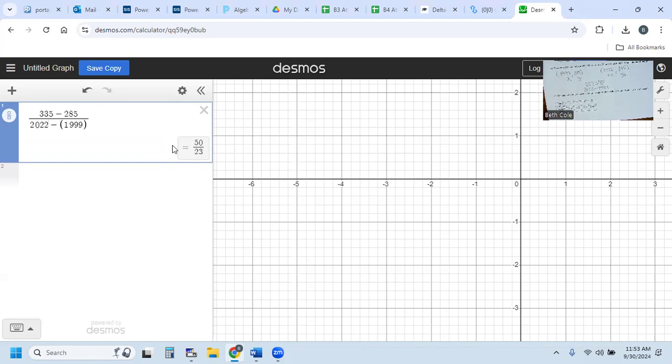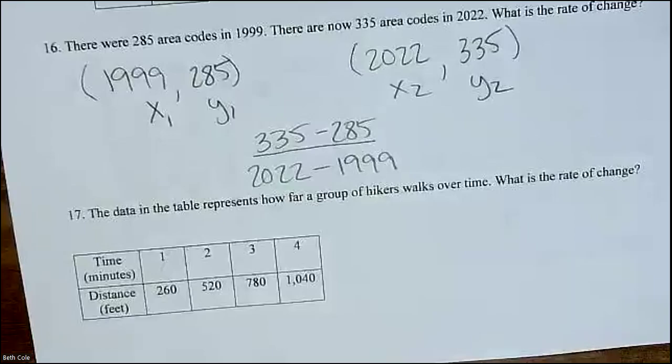All right, 50 over 23. Now listen, usually you'd want a fraction, but in this case, does 50 over 23 make any sense when you're talking about area codes? No. Not really. So let's get a decimal. We'll say 2.17.